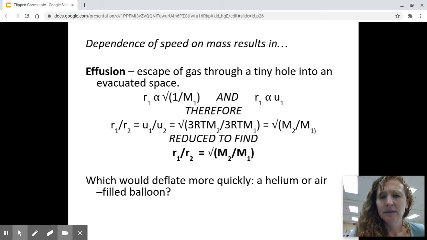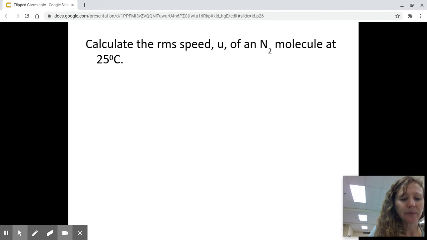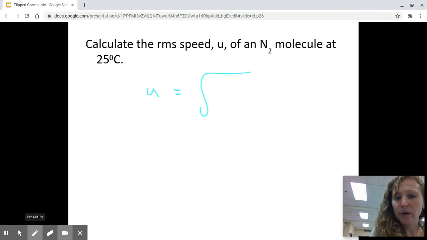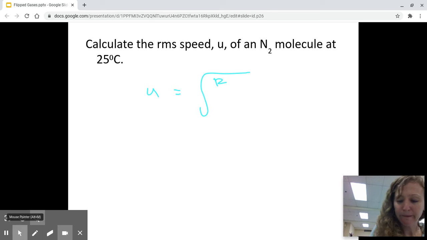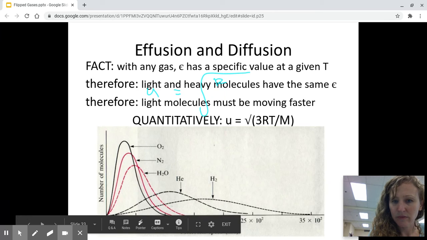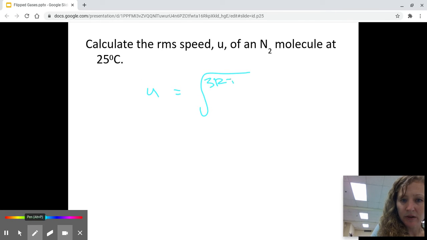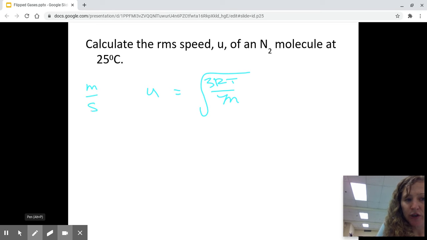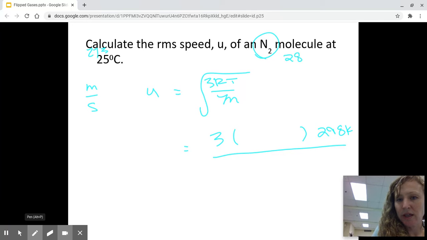Okay, let's look at this. Root mean squared equals the square root of 3RT over molar mass. So we want root mean squared to come out in probably meters per second because it's a speed. So for 3, we need to choose the correct R. Temperature is going to be in Kelvin, so that's 298 Kelvin, over the molar mass of N2. So that's going to be 28 grams per mole. Okay, and then don't forget your square root.